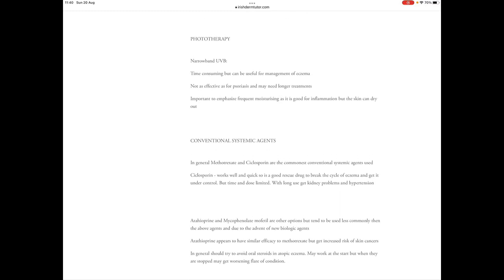So I'll move on to phototherapy now. I won't go into this in huge detail. There is a bit more detail about it in the psoriasis section, but essentially in the first instance you might consider narrowband UVB treatment.